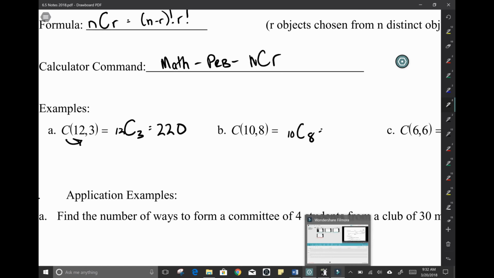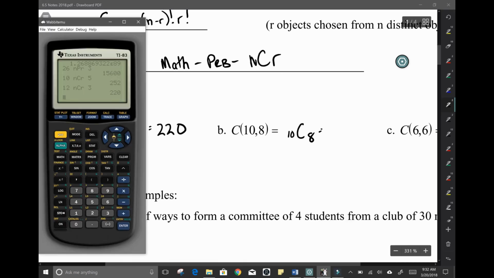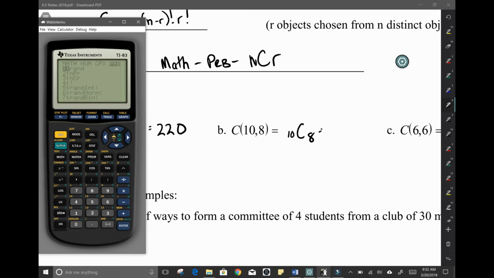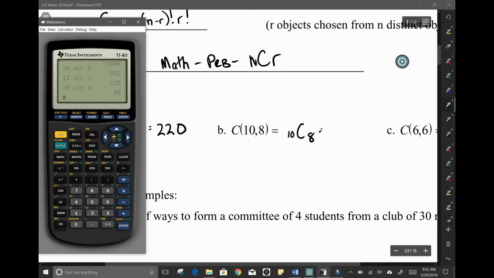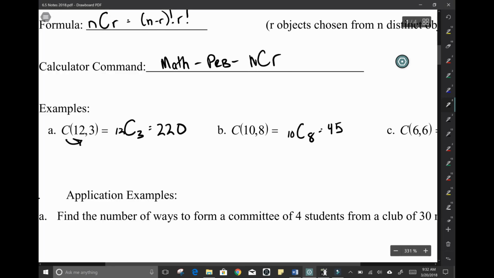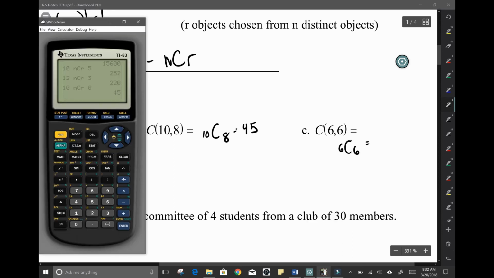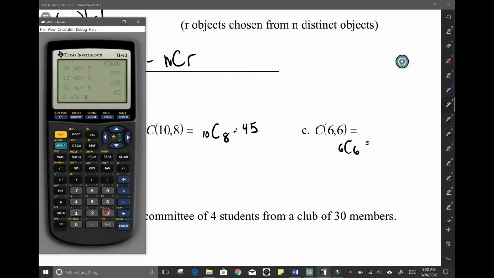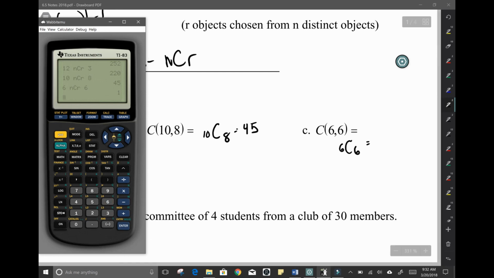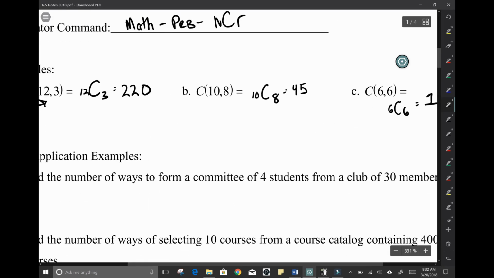Choose is a word typically associated with combinations. If you're choosing something, order does not particularly matter. I will try to be specific in that case. And notice if we have 6 things and we choose all 6, we're actually going to get 1. There's only one way to choose all 6 things without order mattering. Just little tiny snippets of information there.